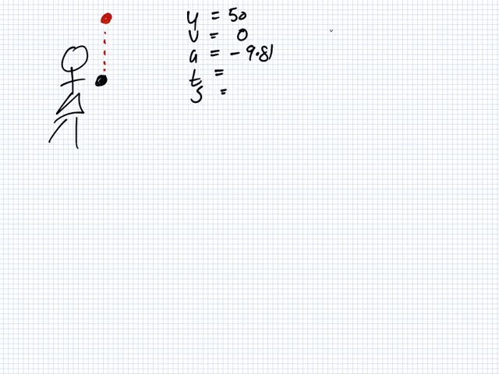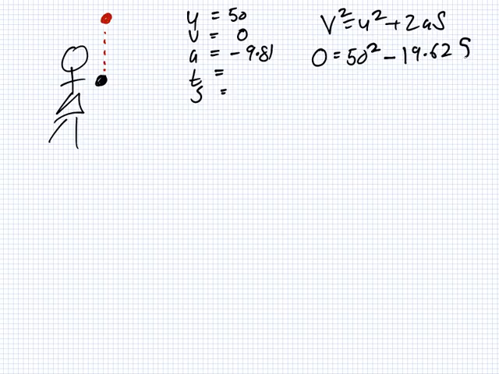What formula? V squared equals U squared plus 2AS. Because then I can say 0 equals 50 squared, and then 2 times A. That'll be minus 19.62 S. I got S is 127 meters.